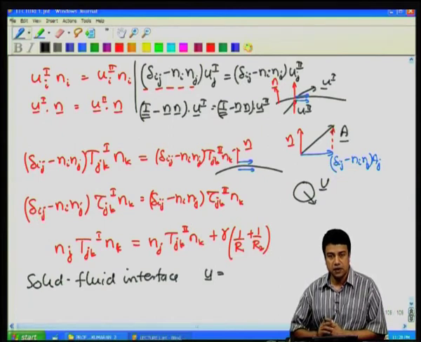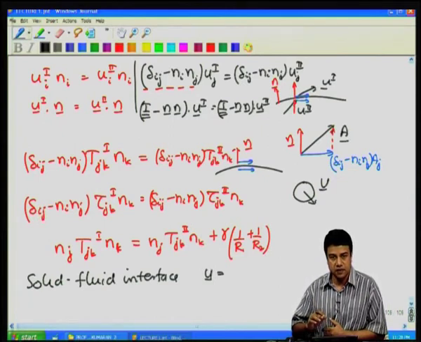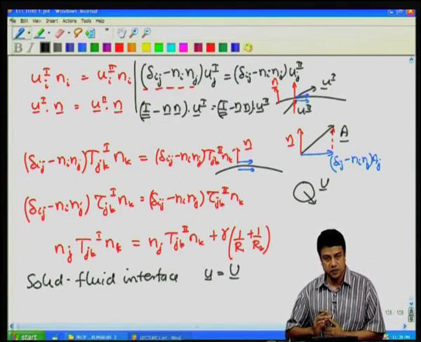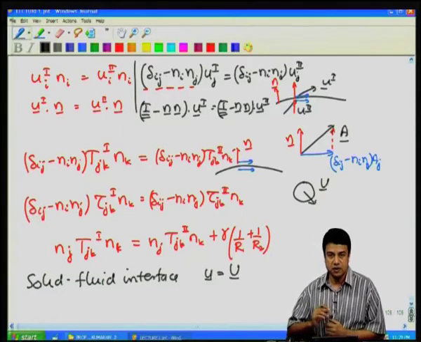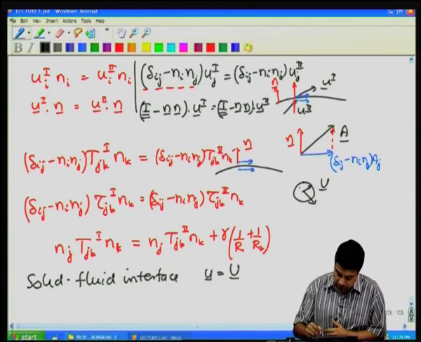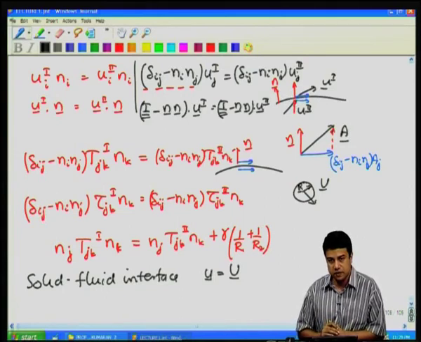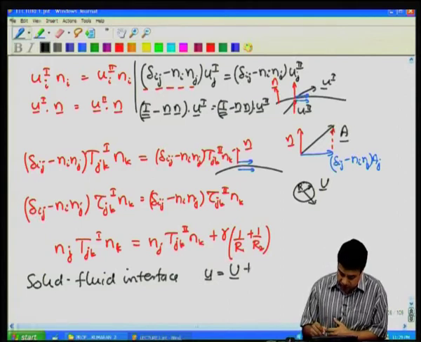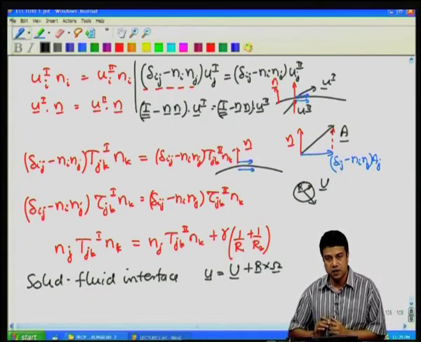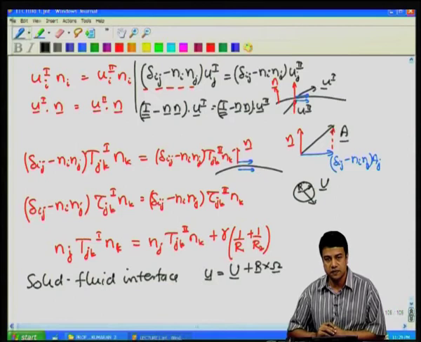In any case, for the solid-fluid interface, the boundary condition that you impose is that the velocity of the fluid at the surface is equal to the velocity of the solid itself, if it is just purely translating. If it is rotating as well, then the velocity on the surface is equal to omega cross r, where omega is the angular velocity and r is the distance from the center of rotation to that point on the surface.